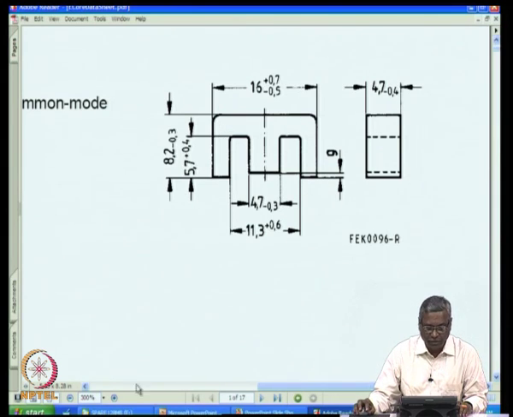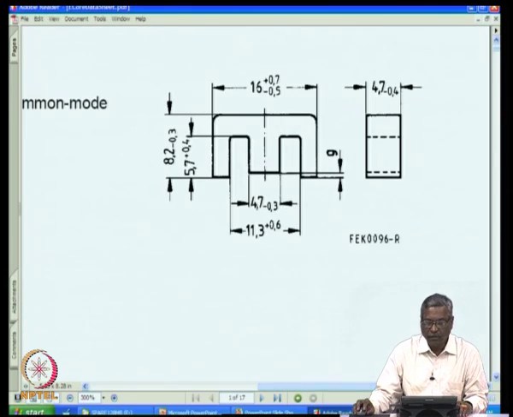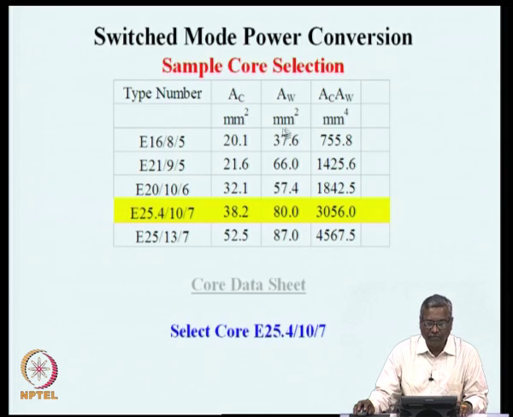But this particular core, if you see here, it has a core area of just about 20 and a window area which is 5.7 plus 5.7, it is 11, and then 11 and about 3, about 30 or 40 millimeter square. If you go back to our 40 millimeter square, 37 millimeter square window, 20 millimeter square area of core, the product is only 755. So, this is not suitable for us.